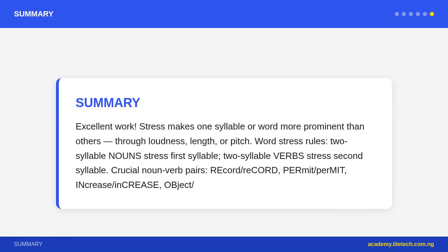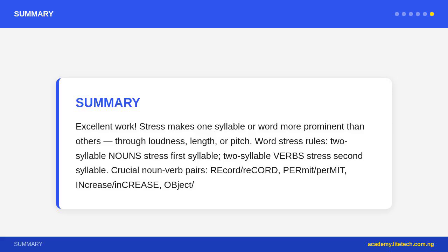Mistake 2. Not learning the noun-verb stress pairs. These are tested in WAEC oral questions. Learn: record/record, permit/permit, content/content, protest/protest, increase/increase. Mistake 3. Placing stress on function words in sentences. Saying I'm going to the market with stress on every word sounds robotic. Stress content words: I'm going to the market.